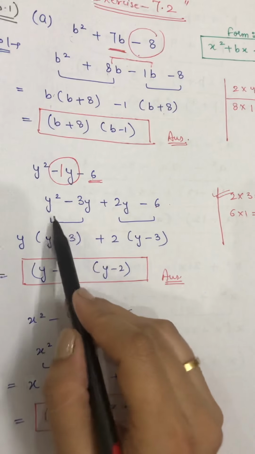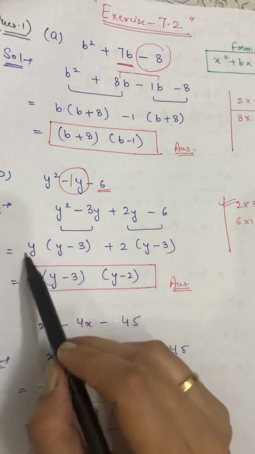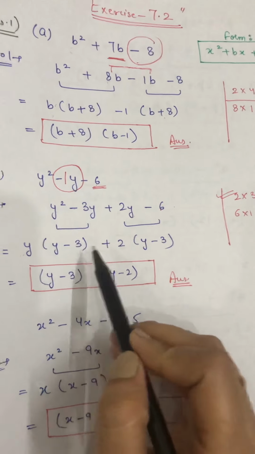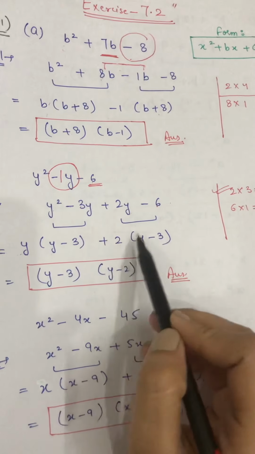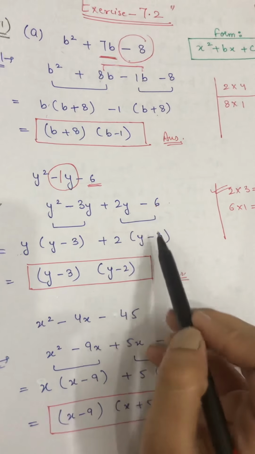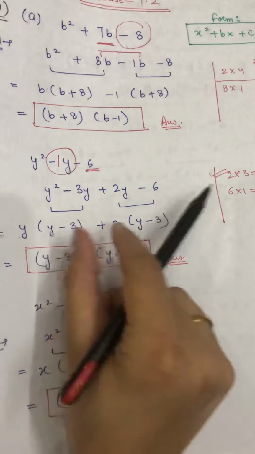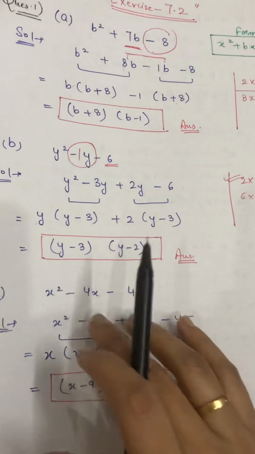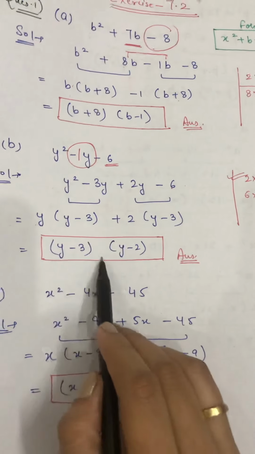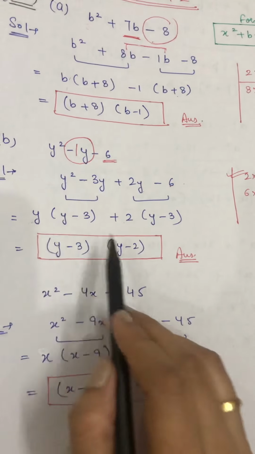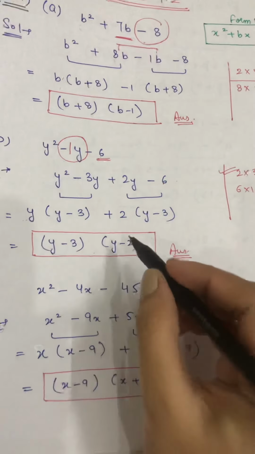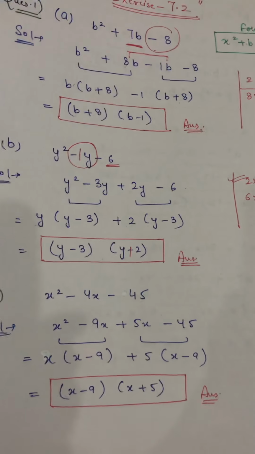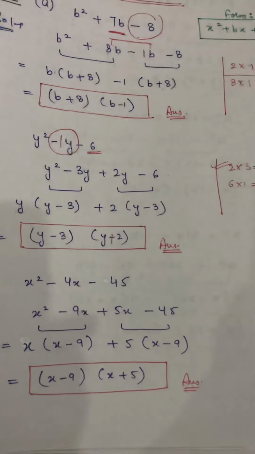Now make pairs. This is the first pair, this is the second pair. Take something common. If I take y outside, what is left? Y minus 3 is left. Plus I'll take 2 common. What is left? Y minus 2 3s are 6. This is left. Now this bracket and this bracket are the same, so take this bracket common. So I'm writing this one bracket here, y minus 3. Now what is left here? Y is left and here plus 2. Sorry, this is plus 2. Plus 2 is left. Okay, so this is your answer.